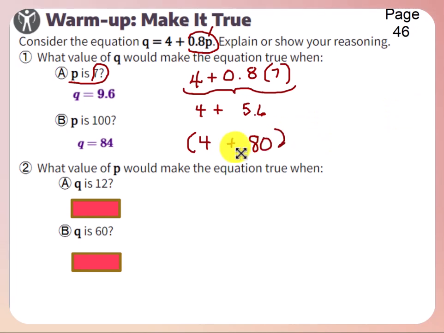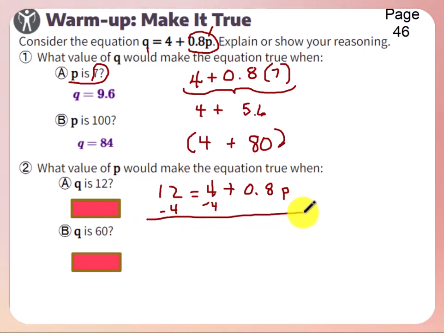All right, now let's move to question number 2. What value of P would make the equation true when Q is 12? So now we're going to put in 12 for Q. We're going to start with the answer. 12 is equal to 4 plus 0.8p. All right, undo the operations around P. So we're going to start by subtracting 4 from both sides. Again, show all your work in your workbook. I will be checking your workbook sometime this week, probably more toward the end of the week.